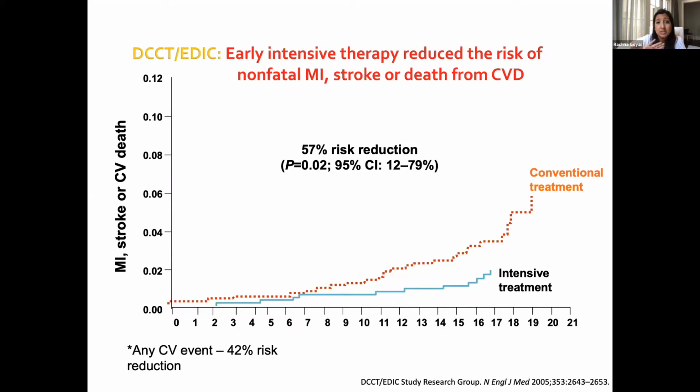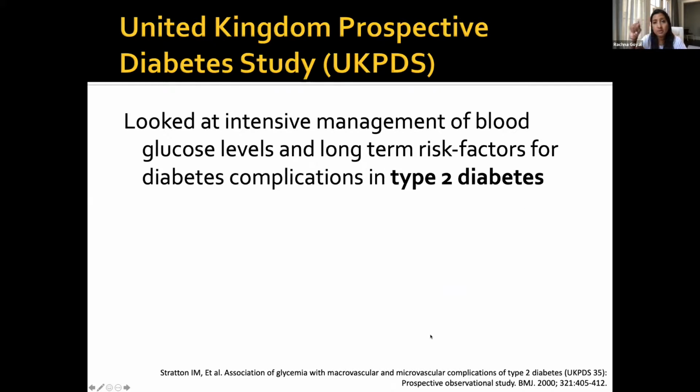So it's not just to kind of control these patients. And it also did reduce the risk of non-fatal MI, stroke, and death from cardiovascular disease. So there was about a 57% risk reduction. And remember, this is just in type 1s. So then we'll shift gears a little bit to type 2.